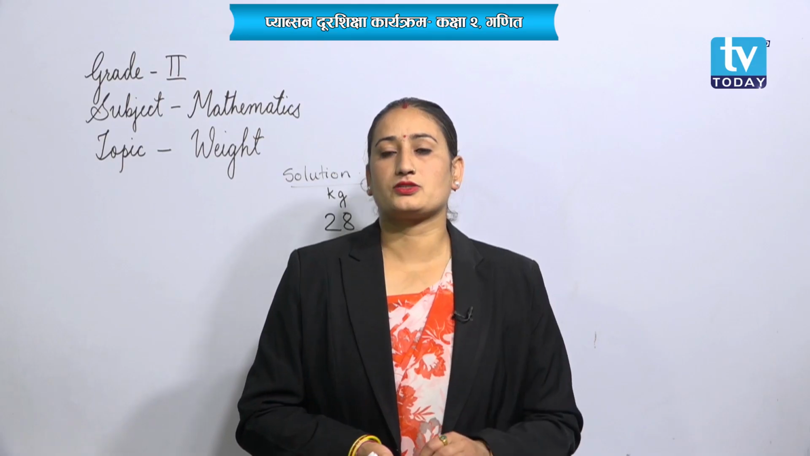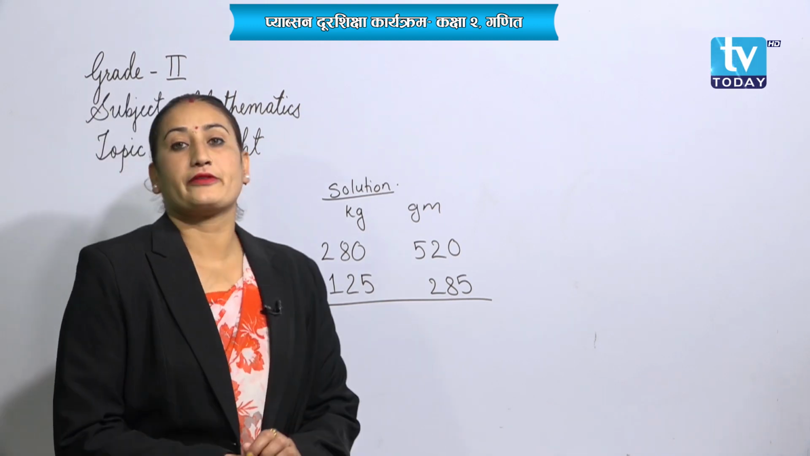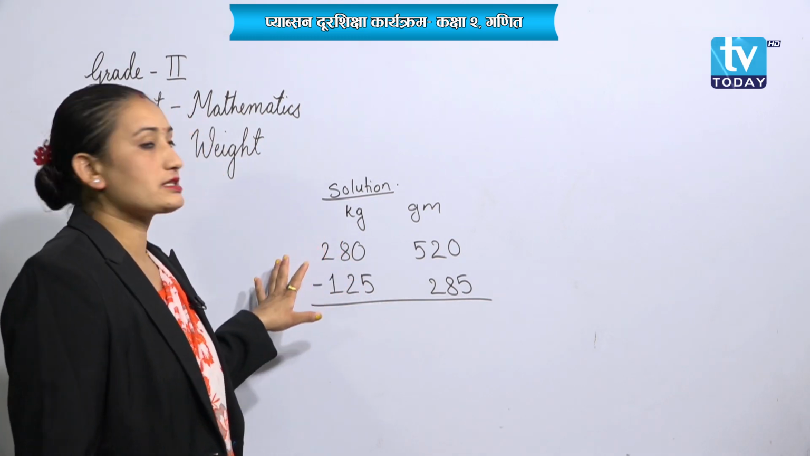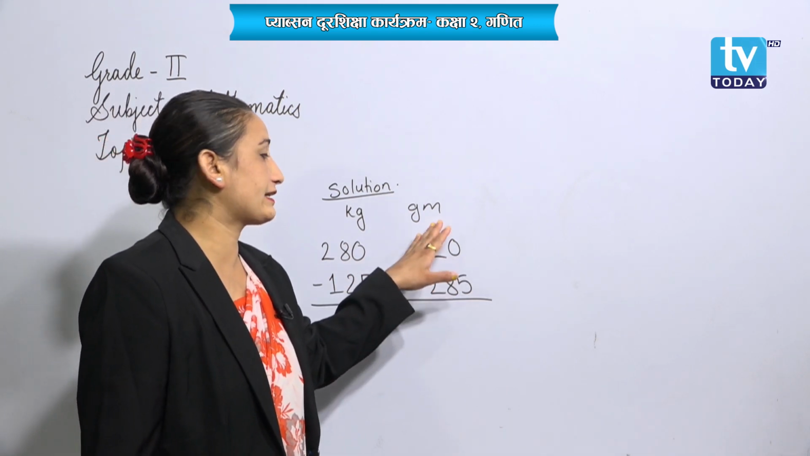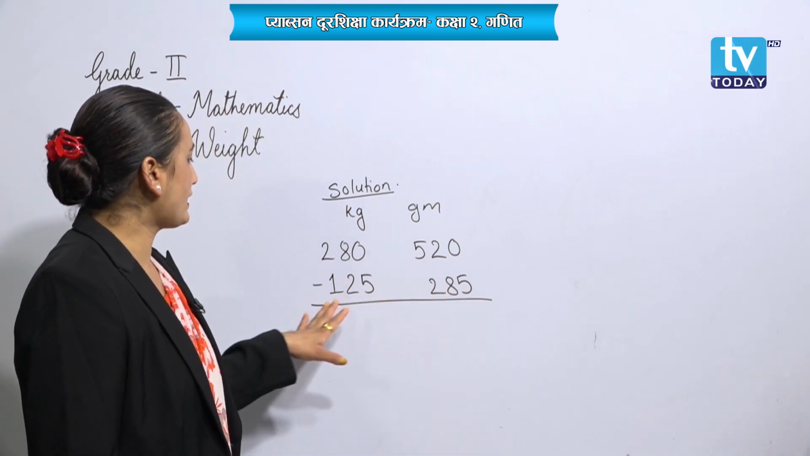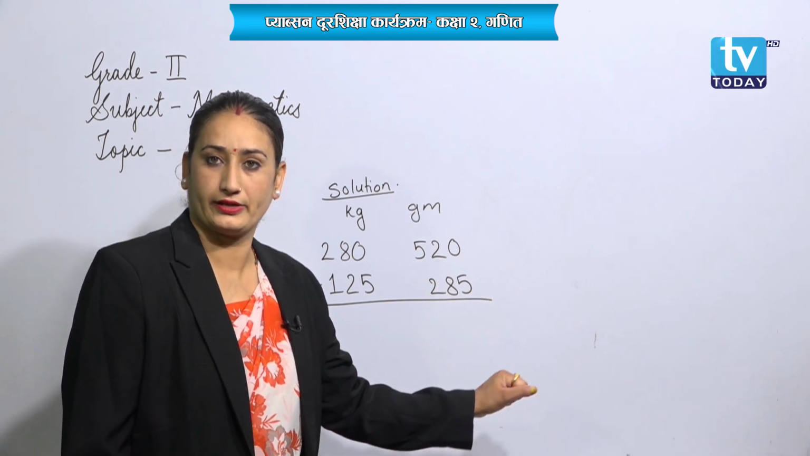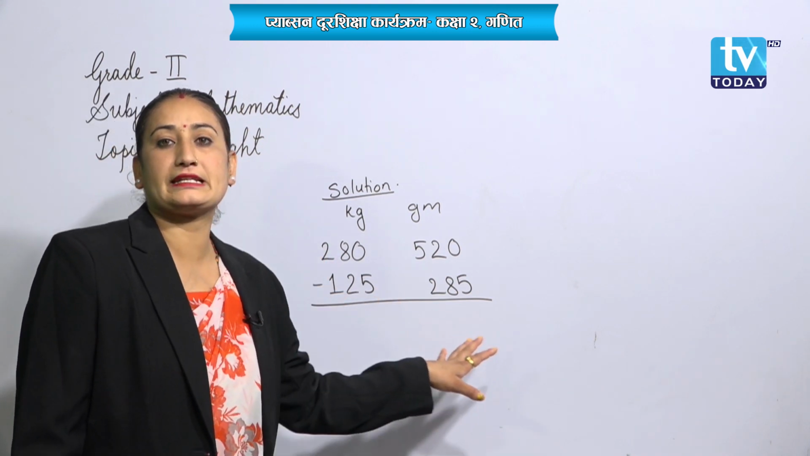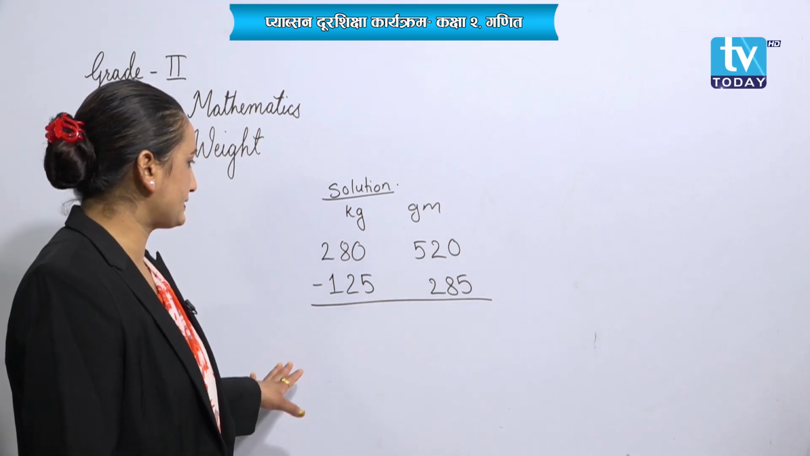Now, let's have a solution over here. Okay, students. Now, shall we have a solution? Okay, what is the solution over here? Let's see here. A shopkeeper have 280 kg 520 grams of fruits in his shop. He have already sold 125 kg 285 grams of fruits, right? Now, how much amount of fruits is left in his shop? Then let's find out. Let's subtract it.